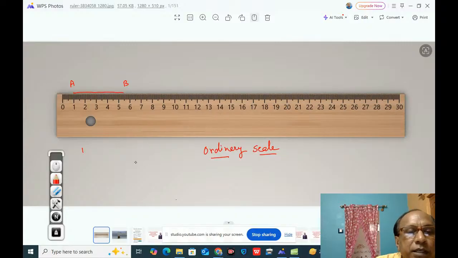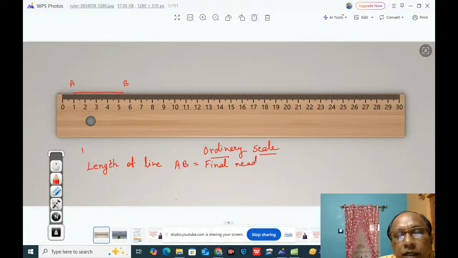To measure a line from A to B, we are writing here length of AB. How to measure the length, that I am going to show you. Length of line AB. How to measure? We know that it is final reading minus initial reading. Now, first of all, we will find what is the final reading.